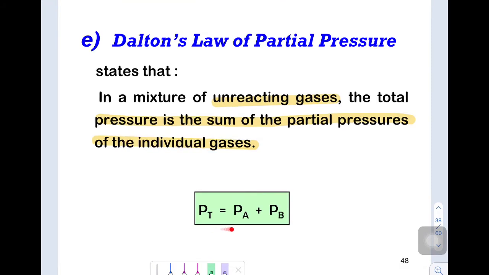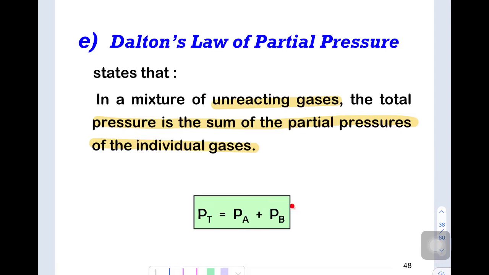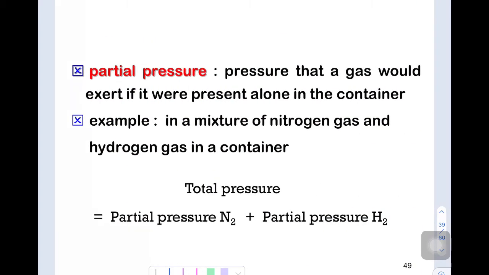So let's say we have two gases in this container, A gas and B gas. The total pressure in this container is the sum of the partial pressure of the first gas, gas A, and the partial pressure of gas B. So P total will be equal to PA plus PB. P total is the total pressure, PA is the partial pressure of gas A, PB is the partial pressure of gas B. So what is the partial pressure?